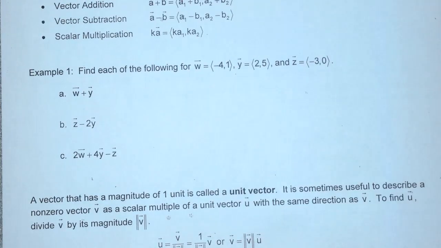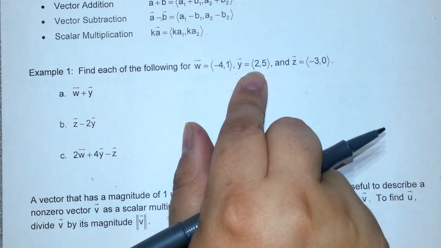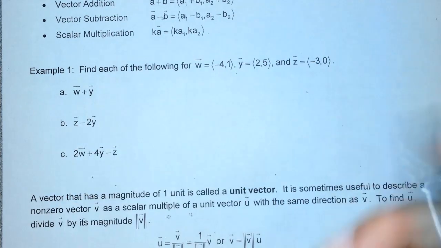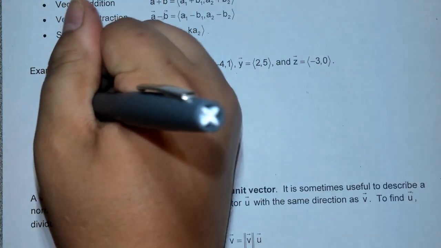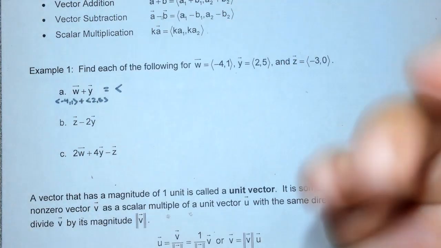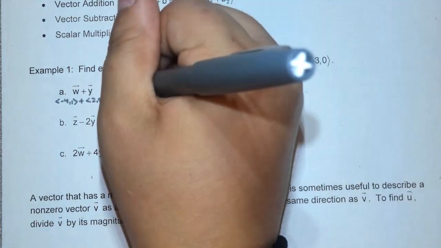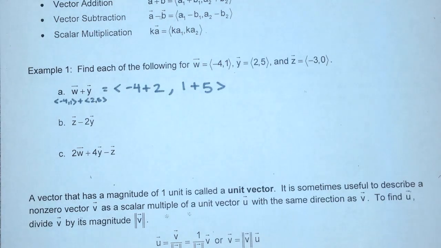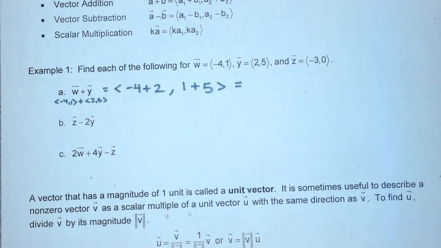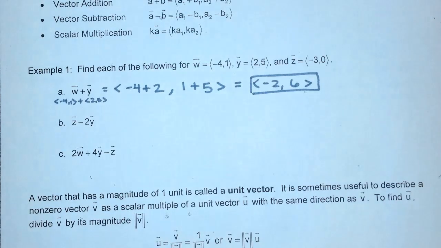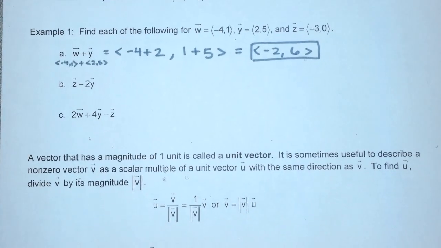If you have a scalar k, you just distribute that to the x and the y component and multiply. So, I have vector w is negative 4, 1, vector y is 2, 5, and vector z is negative 3, 0. How would I add vector w plus vector y? How would I add negative 4, 1 plus 2, 5? Add the x's, add the y's. So what am I going to add? Negative 4 plus 2, comma, 1 plus 5. And what is that going to give me? Negative 2, 6 is my answer. Do you agree we kind of did that yesterday with vector u and vector v? Okay.